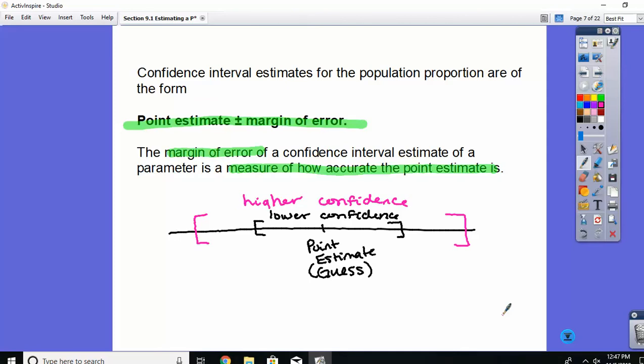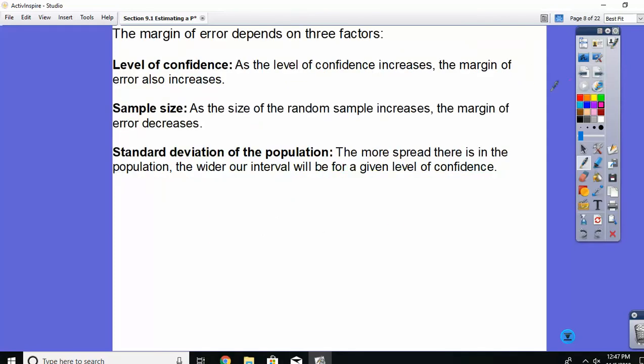The final piece is standard deviation. We have talked before about how standard deviation impacts it. The higher the standard deviation, the wider your confidence interval is going to have to be. Because if the original data is really spread out, you're going to have a pretty wide margin of error. So this slide's kind of up to you how much of this you want to write down.